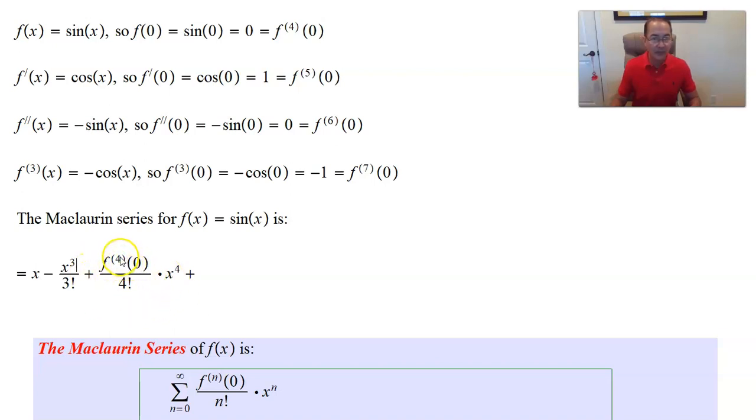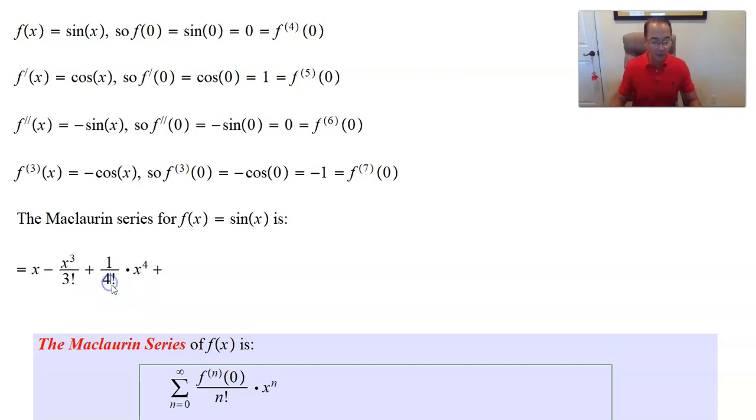So that's 0. Let's do the fifth derivative. We said that it's equal to 1, so this becomes 1 over 5 factorial x to the power 5. And again, let's make it pretty and make x to the 5 over 5 factorial. 6 is going to be 0. 7 is going to be minus 1. So we have minus x to the 7 over 7 factorial. So what I'm going to do is I'm going to copy this and turn it into x to the power 7 divided by 7 factorial.